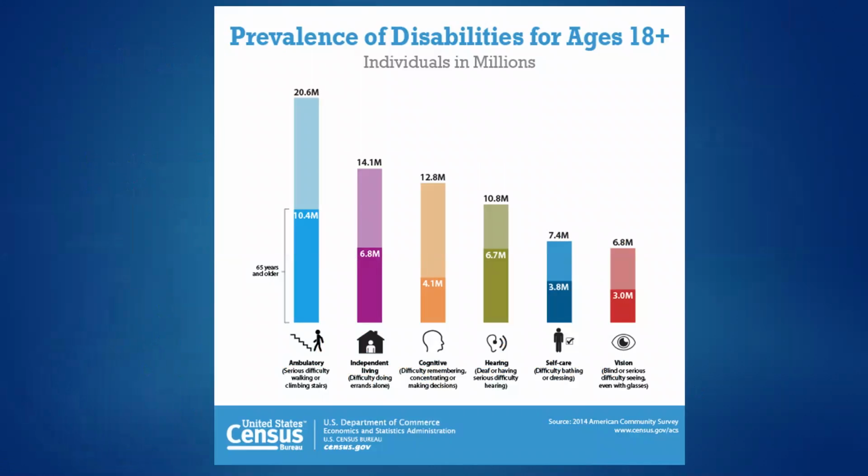And this figure is an example of how we could use those 6 disability questions. So this figure shows the number of people in the US living with disability. It's ordered by decreasing number of people. So you can see that ambulatory disabilities, or difficulty walking or climbing stairs, is the most common type of disability. And the bars show the total number and then the proportion of that which occurs among people 65 and older. So for example, for ambulatory disabilities, we can see that about half of those occur among older adults.